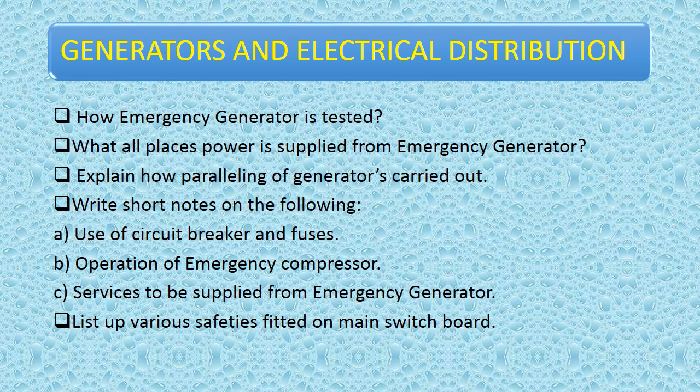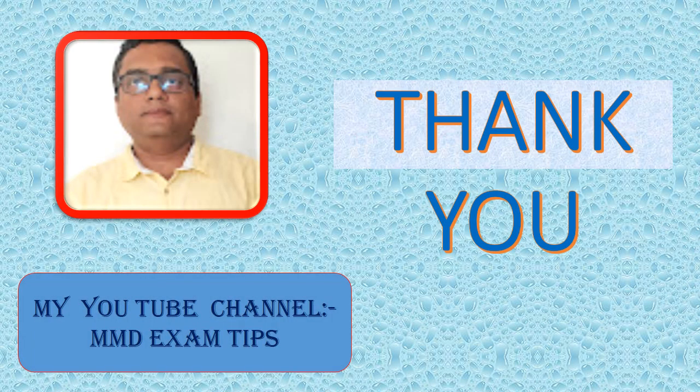Write short notes on the following: use of a circuit breaker and fuses, operation of emergency compressor, services to be supplied by the emergency generator, and list of various safeties fitted on the main switchboards. Again, the safety related questionreads all in this section.